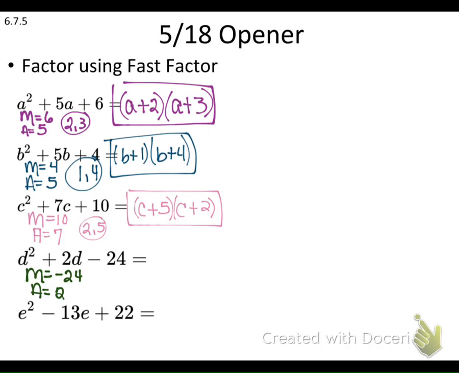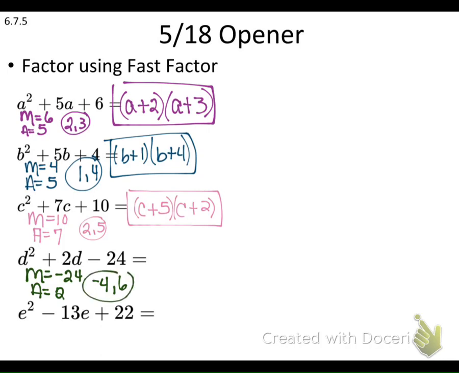Can somebody help him out? Darius? Which factors am I going to use? 4 and 6. 4 times 6 is 24. So what else can we do with 4 and 6? Negative 4 and 6. Okay, so if I take negative 4 plus 6, I would get a positive 2. If I take negative 4 times 6, I would get negative 24.